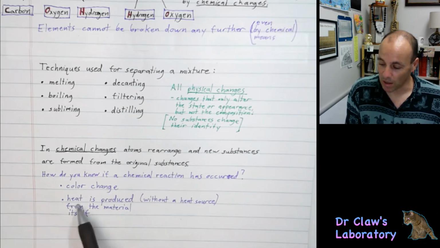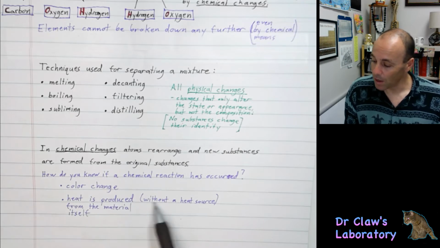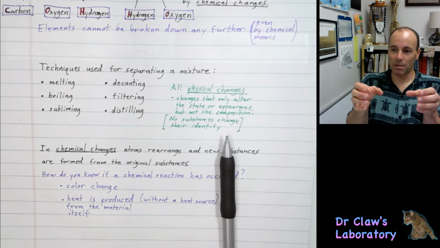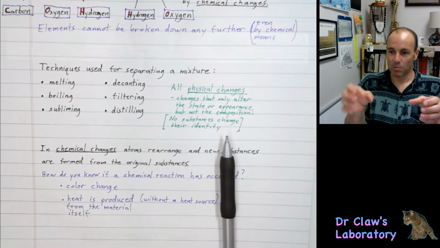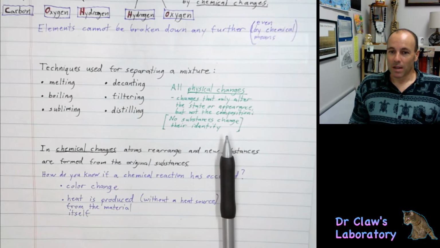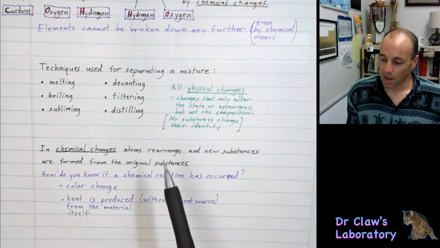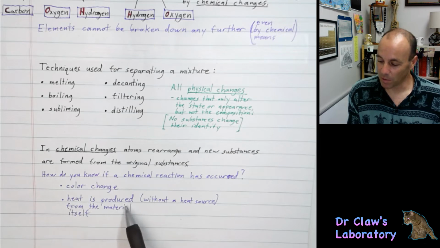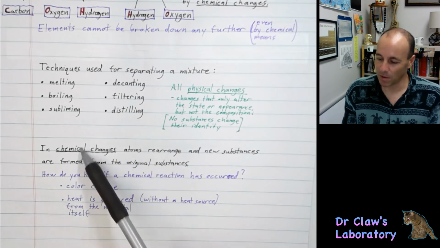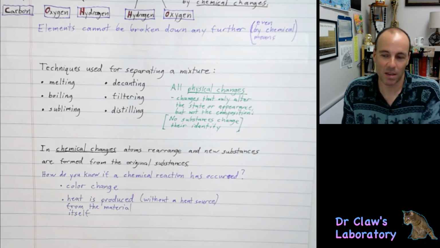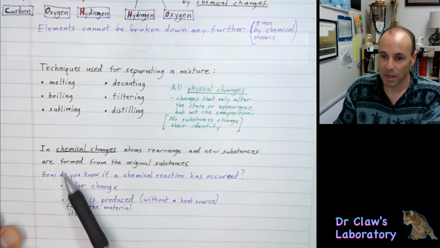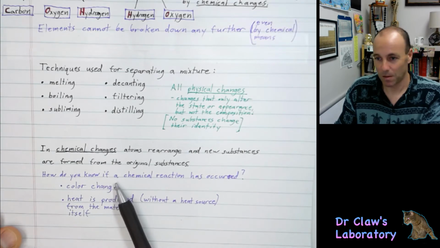If heat is produced where you don't even have a heat source, so if you have two liquids in cups at room temperature, you pour one into the other, and all of a sudden it gets hot, you produced heat from nothing. That's a good indication of a chemical reaction as well. Heat is produced from the material itself. So for chemical changes, you want to look for those two, maybe some other indications. You got it? Physical changes, no one changes their identity. Chemical changes, you do make something new.